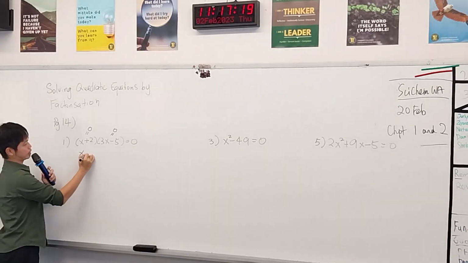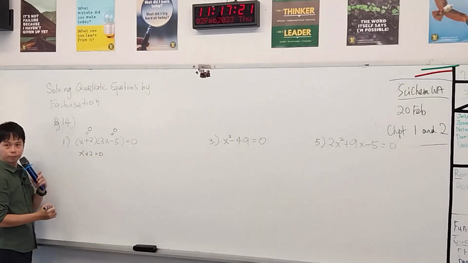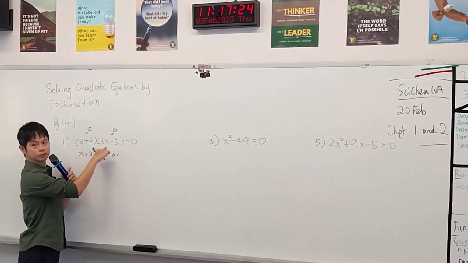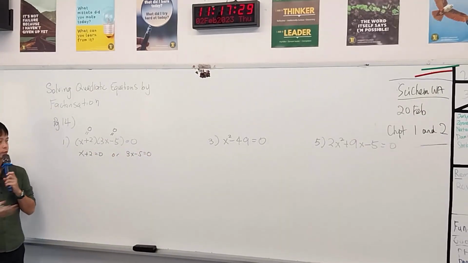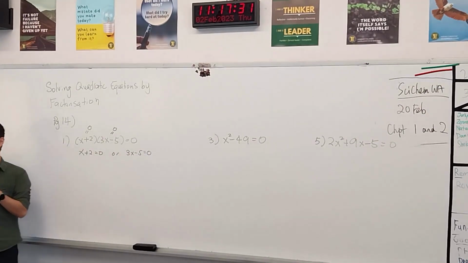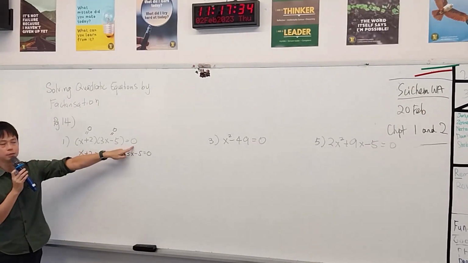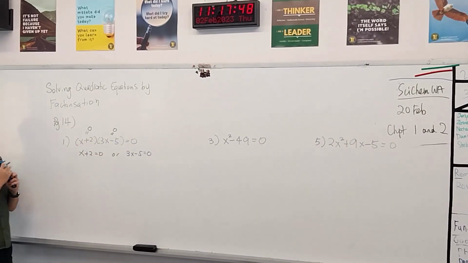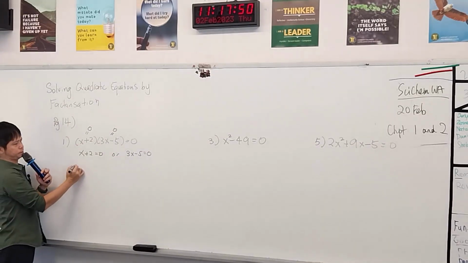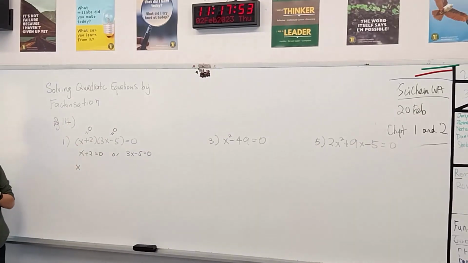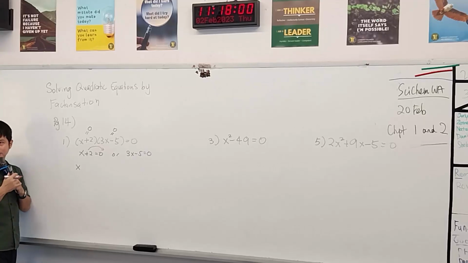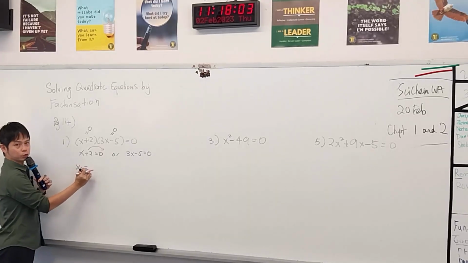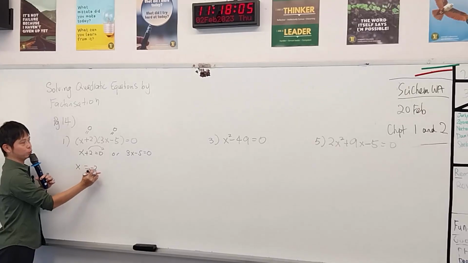So like what Chen Jun just said, x plus 2 must be equal to 0, or 3x minus 5 must be equal to 0. So either this equals 0 or this equals 0 in order to get 0 after multiplying. So how do we find x? How do we make x the subject? We bring it over, and what will we get? x equals negative 2.